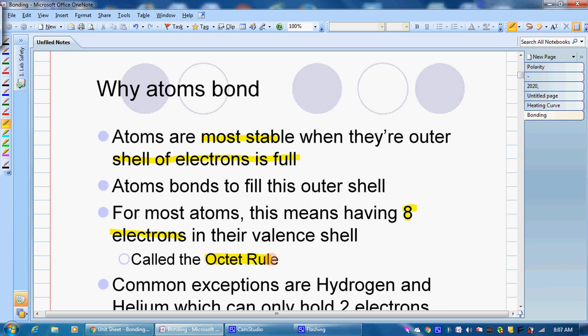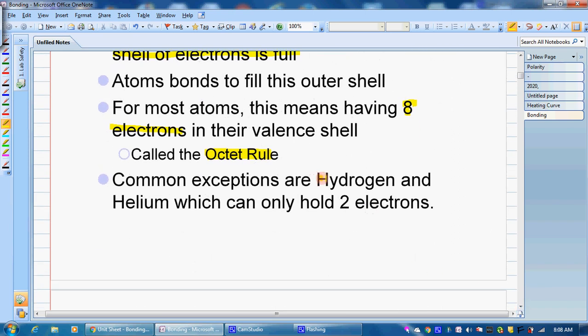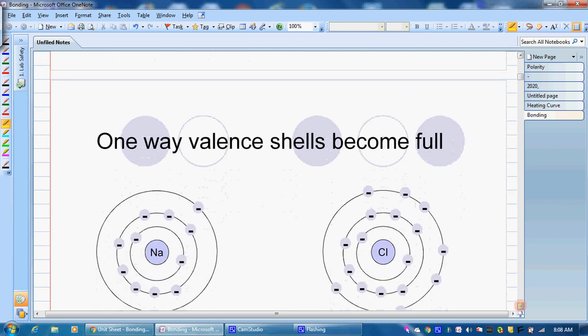Oct means 8, so when that outer shell is full, we're following the octet rule, 8 valence electrons. There are 2 main exceptions. The one we'll use a lot is hydrogen, and it only holds 2 electrons. Helium is the same, but we really won't see that in too many compounds because it's a noble gas.